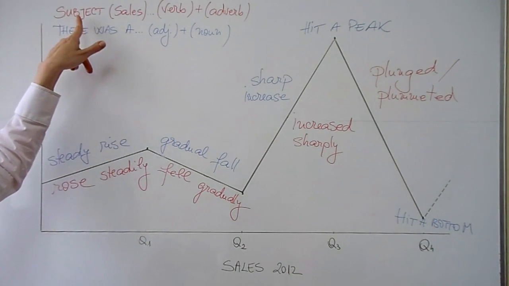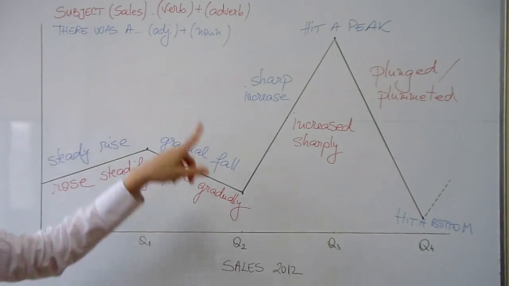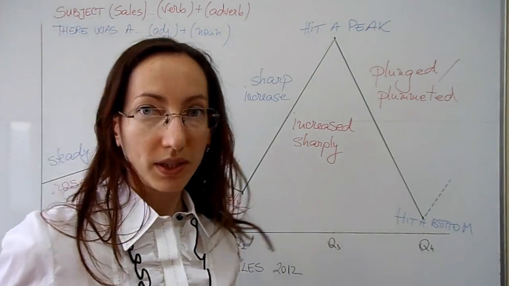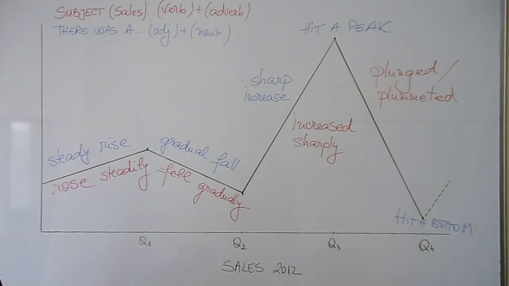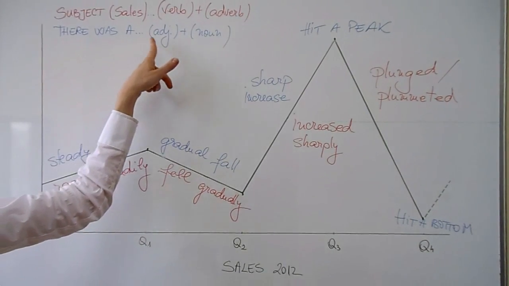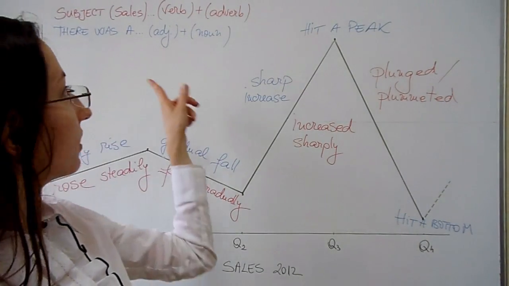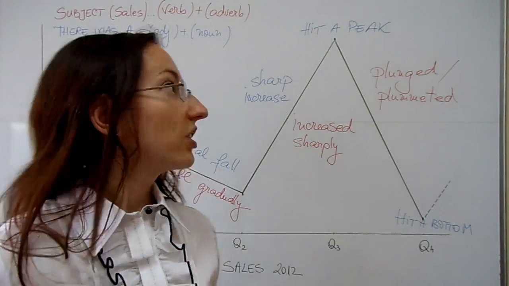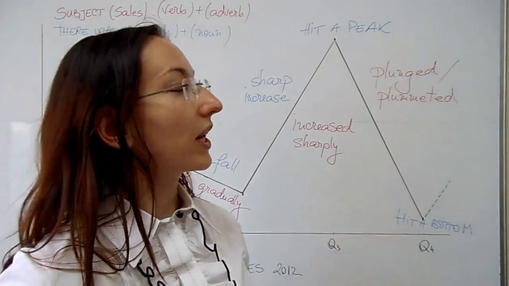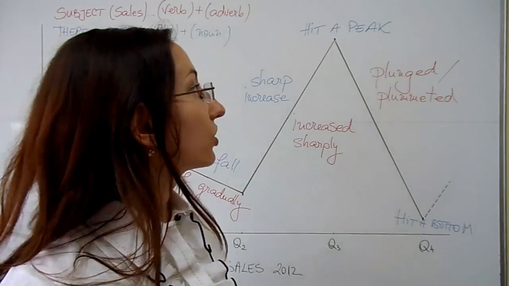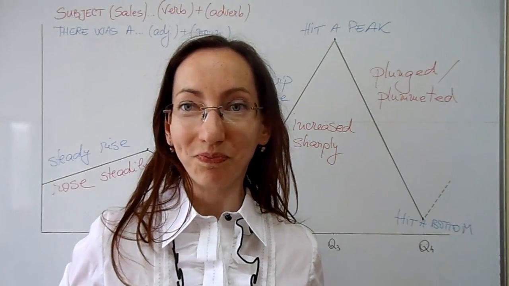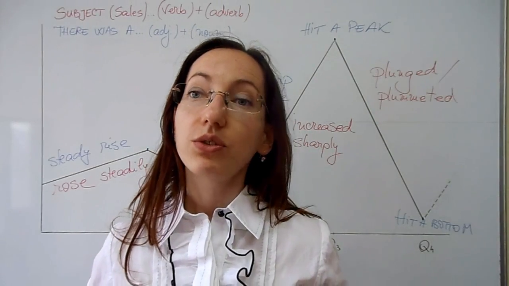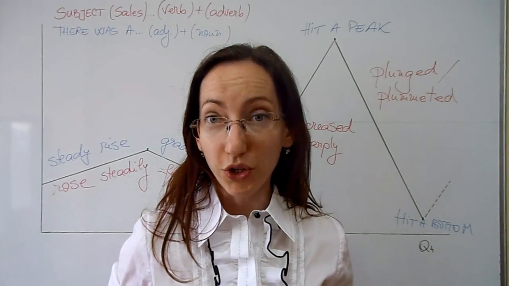We've used a subject, sales in our case, followed by a verb and an adverb, like sales increased sharply. Or we used also there was a, followed by an adjective and a noun, like there was a sharp increase in sales. Additionally, we can also use expressions like hit a peak or strong action verbs like plunge. You can easily use these language structures whenever you need to present your business results for your company.